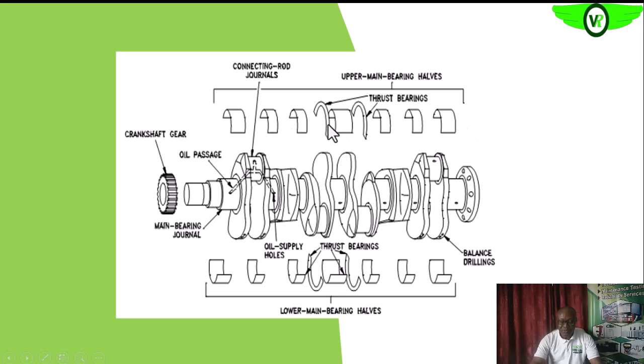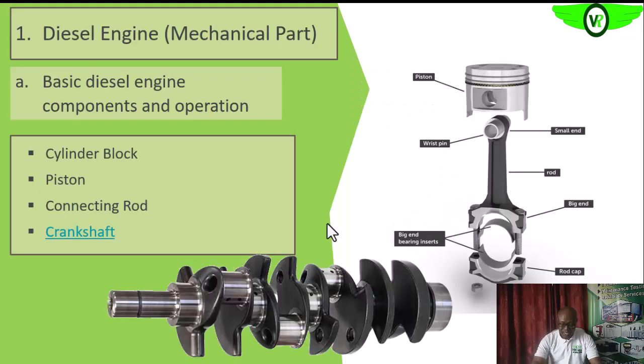Okay, so if you look, we also have thrust bearings. This is actually the journal bearings will take care of the rotational motion, while the thrust bearing will take care of the to and fro motion of the crankshaft within the crankcase.